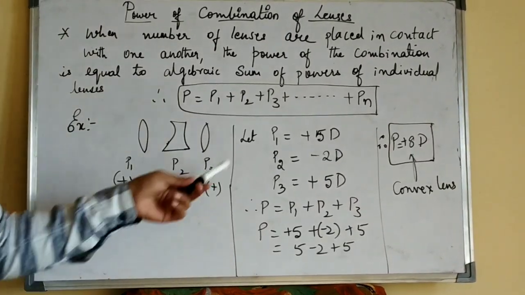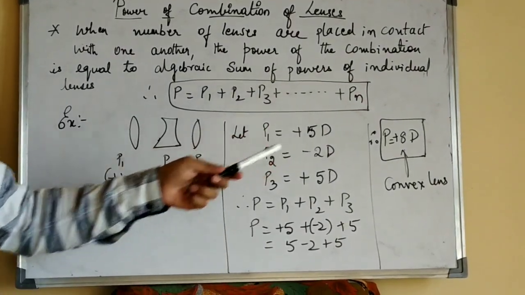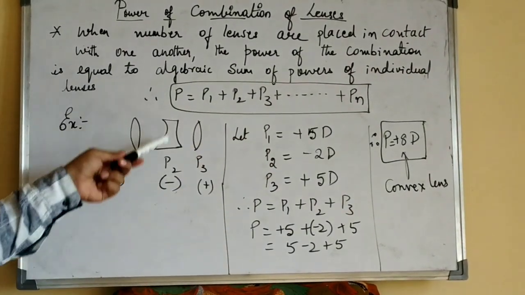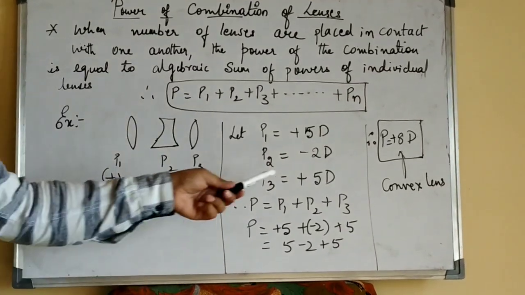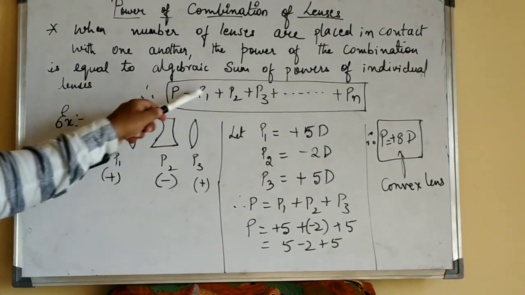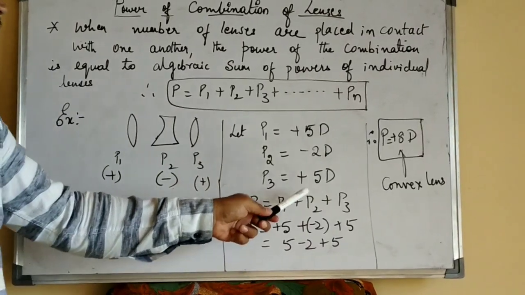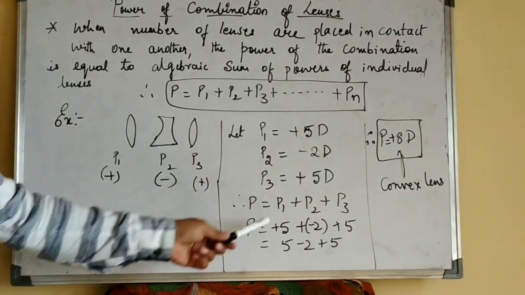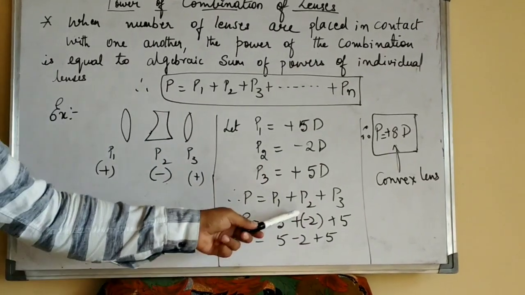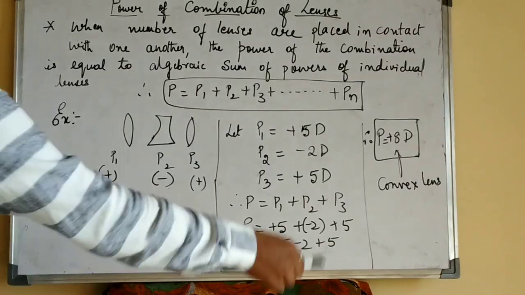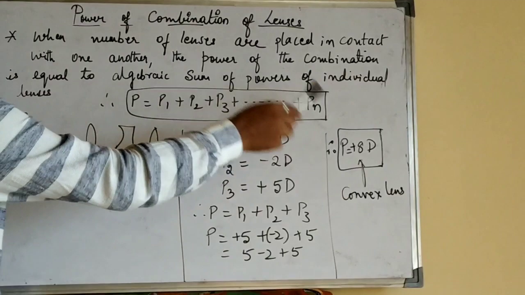For example's sake, we have taken the first lens power, that is convex lens, plus 5 diopter. Then for the second lens, that is concave lens, minus 2 diopter. Then for the third convex lens, we have taken plus 5 diopter. Now as per this formula, you write how many lenses are there? Only 3. So P is equal to P1 plus P2 plus P3. Now plus 5 plus of minus 2 plus 5. So you will get 5 minus 2 plus 5. So if you simplify it, you will get P is equal to plus 8D, which means the combination power is 8 diopter.